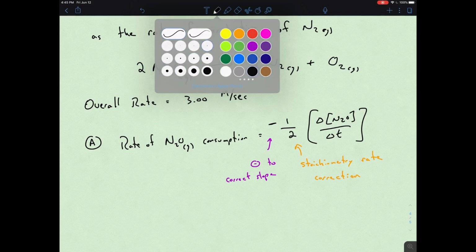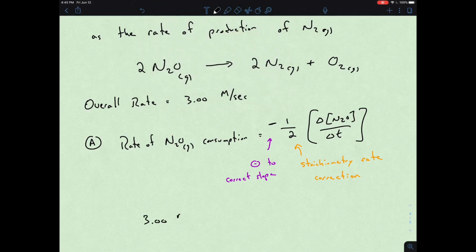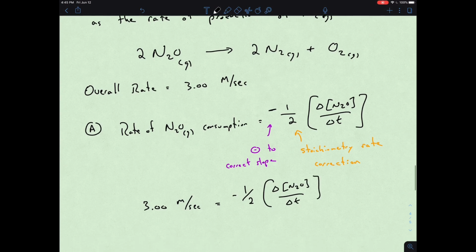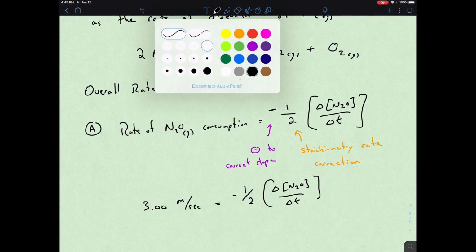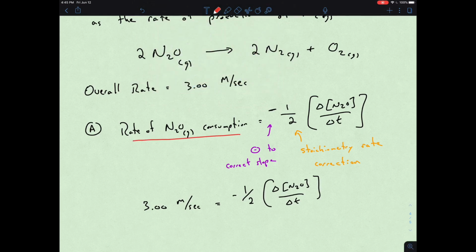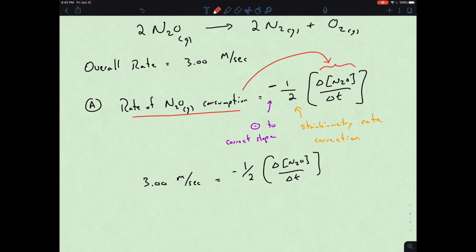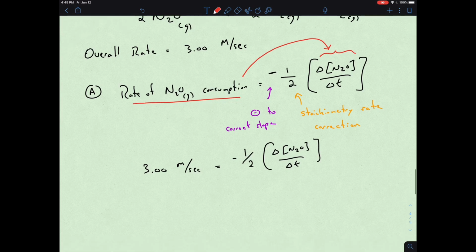So we know our rate is 3 overall, and so that must equal 1/2 our delta N2O over our delta T. And what we want to find is that rate of consumption. Right? Our rate of consumption here is what we find within the brackets. It's just that this front piece is correcting for how that relates to the overall rate of the process.